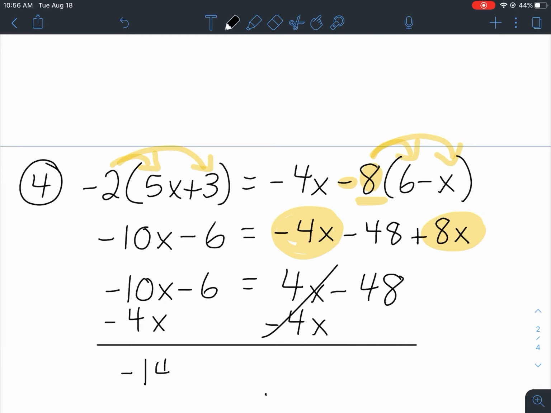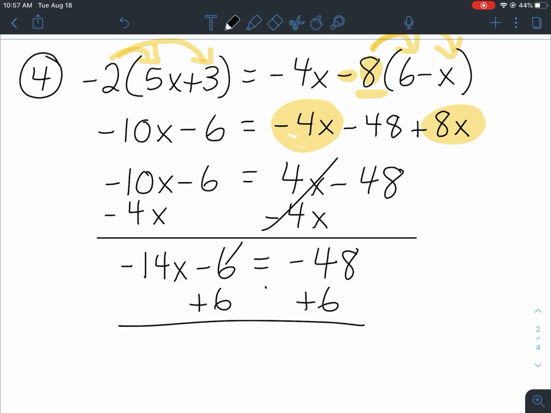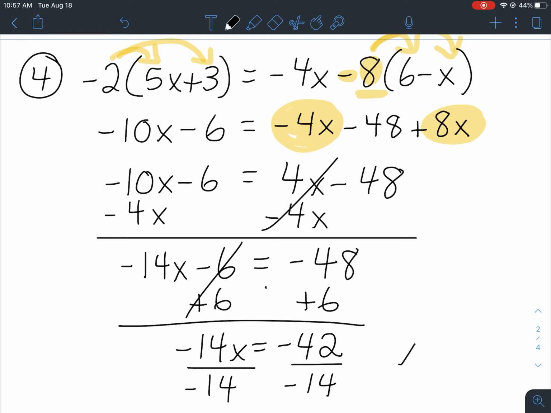-10x minus 4x is -14x. The 4x minus 4x canceled. And now it's a 2-step equation. Add 6 to both sides. And divide by -14. And -42 divided by -14 is positive 3.